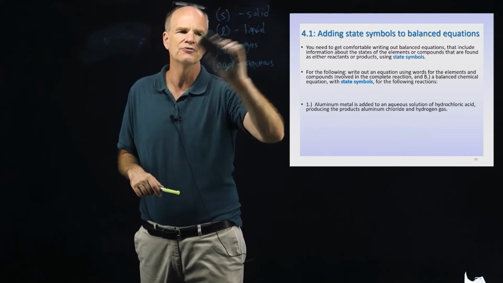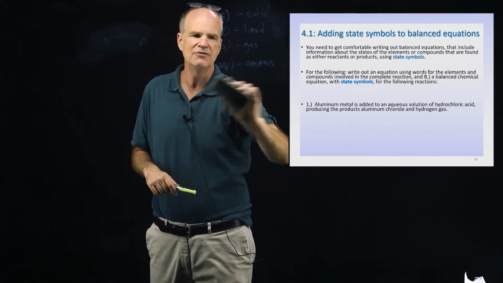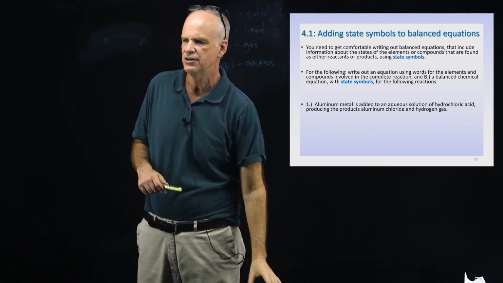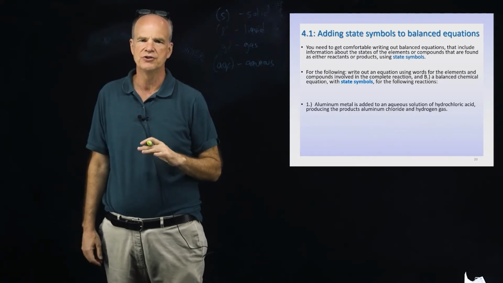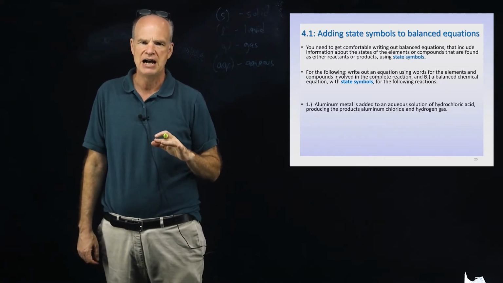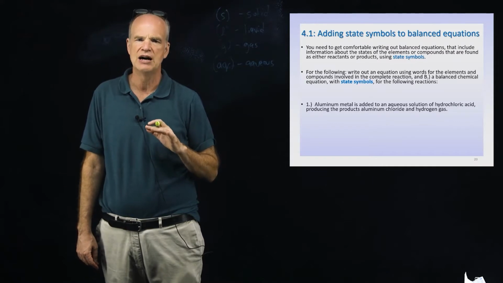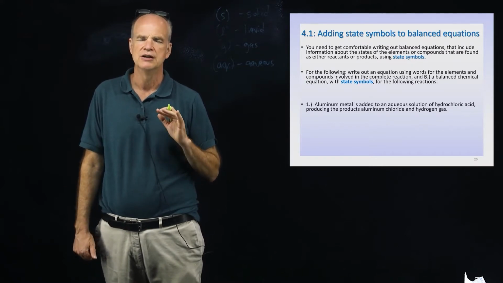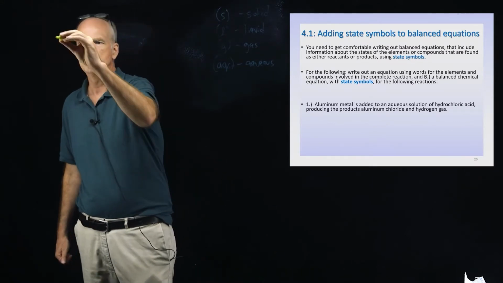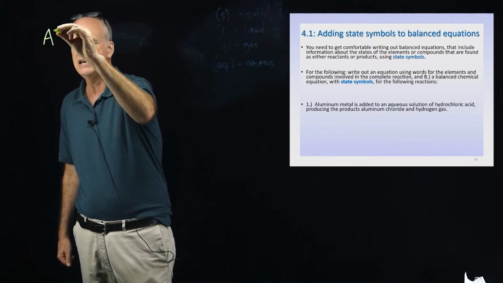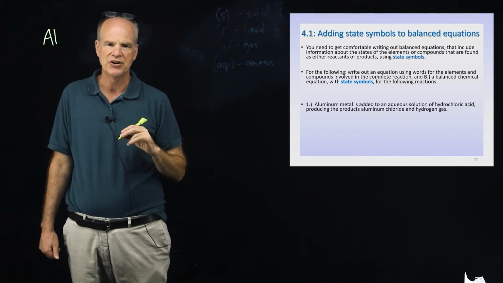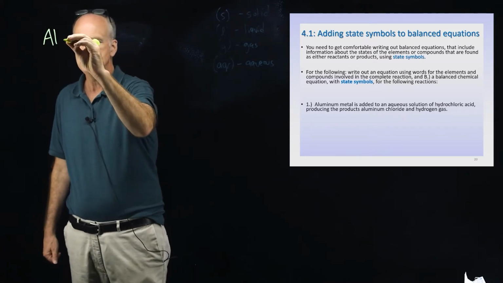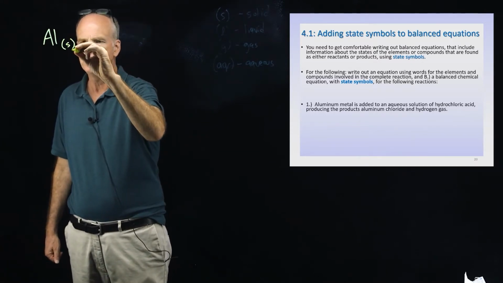So let's do the first one. Again, we have that word equation there, and I'm going to take that and write a chemical equation. When I write it, it will not be balanced, and I also want to include state symbols. So we have aluminum metal, Al. If it's a metal, you can probably guess it's in the solid state, so we would indicate that by putting (s) there.